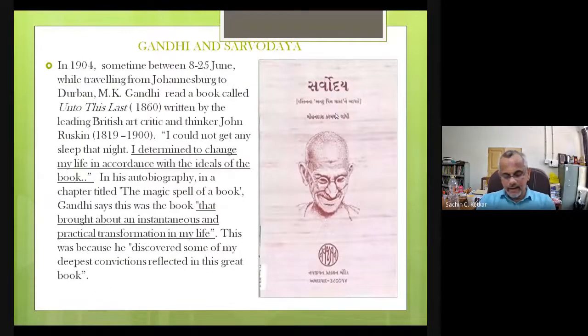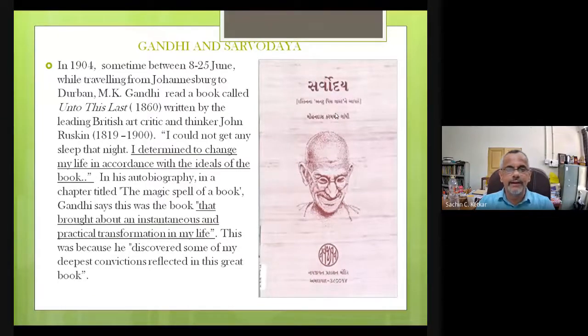So let's take a look at this book. It's a well-known book, but it's not getting the attention that it deserves in literary studies, especially in English studies, from translation and comparative perspective. So this is a book called Sarvodaya, which is Ruskin's Unto This Last in Gujarati. And there is a small history of this book that we are familiar with.